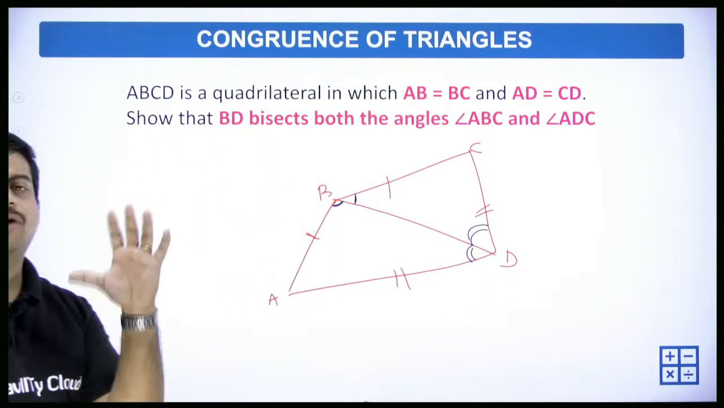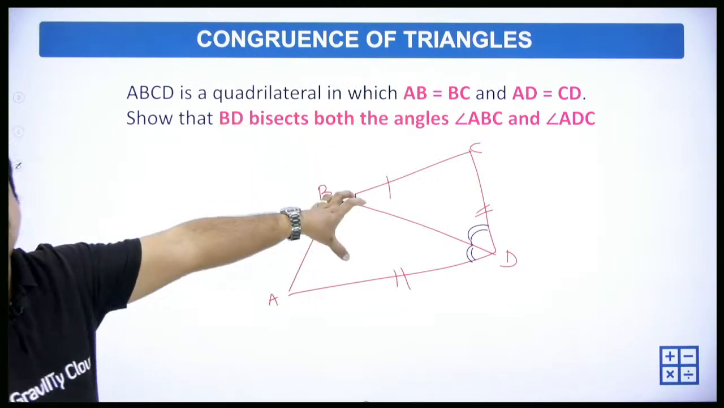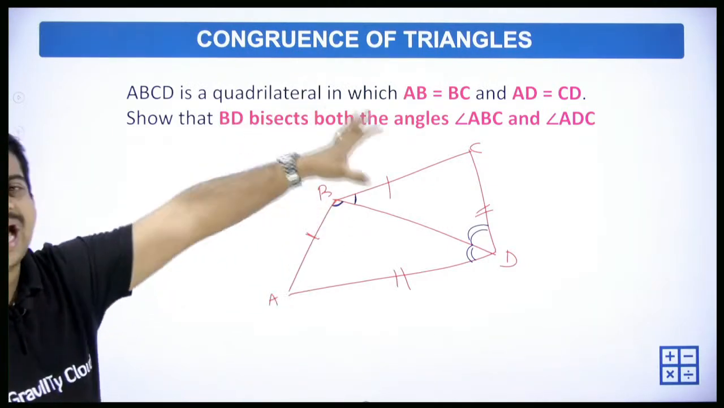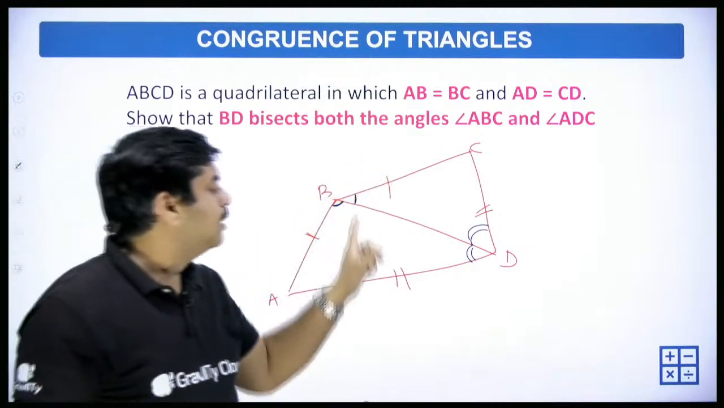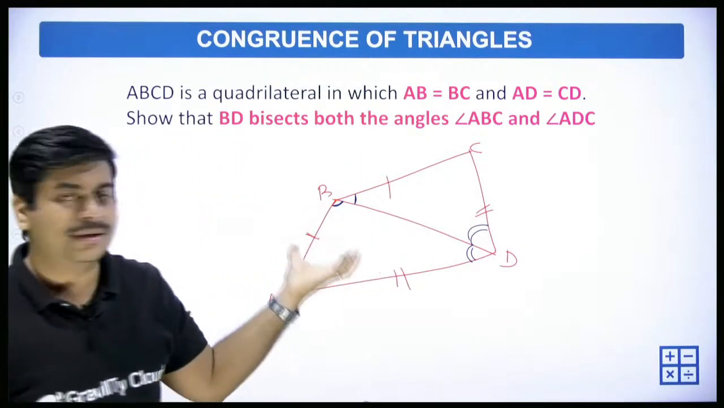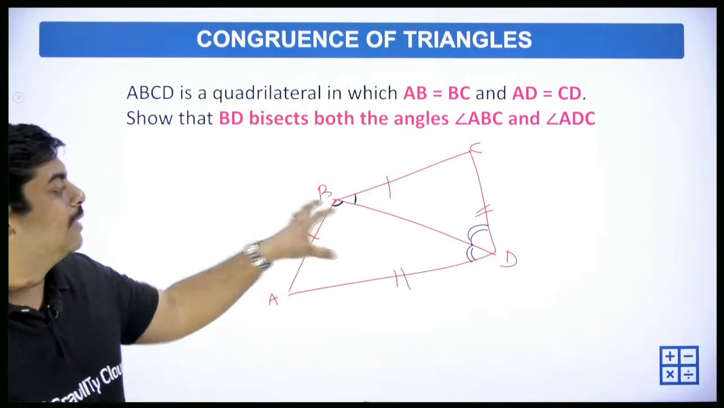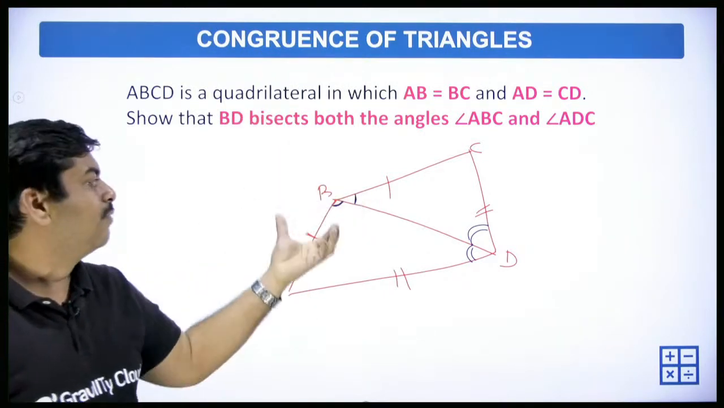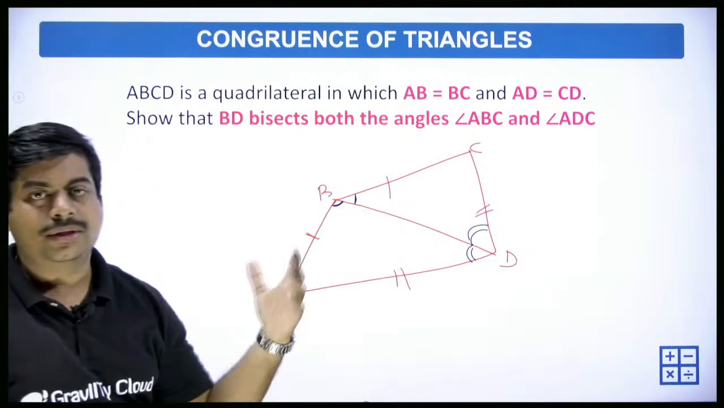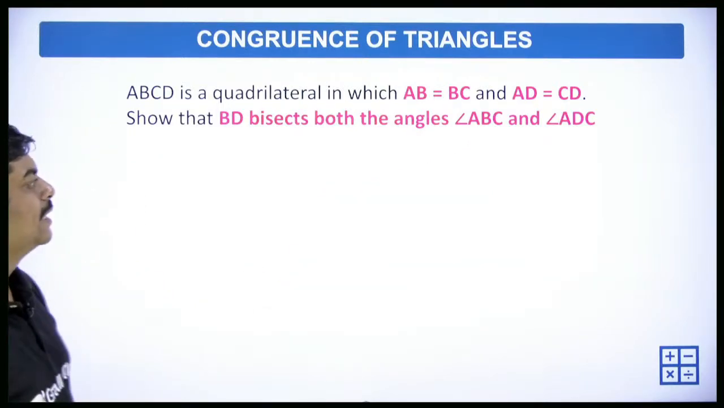I'm leaving that concept for you because this is a simple two triangles. One side is equal, the other side is equal. So try to compare, try to bring more relations about the angles so that you can understand how these two triangles are congruent, and from there you can say that the angles are also equal. You can take that as a take home assignment.